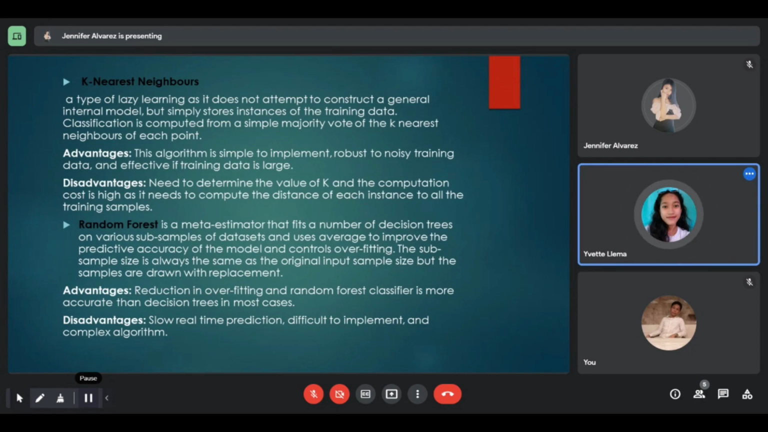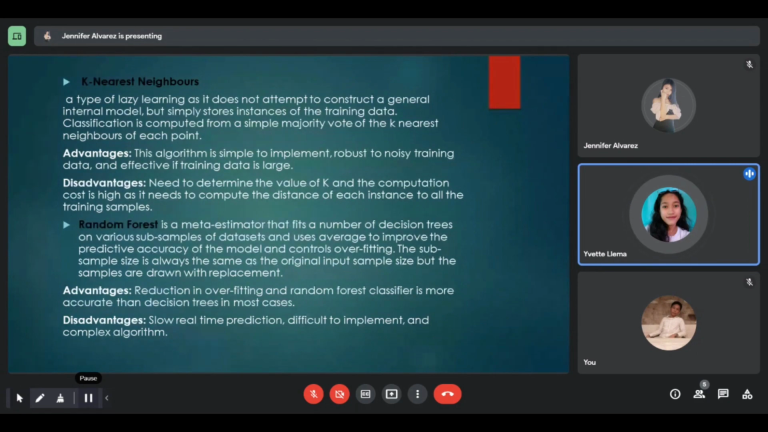Advantages: this algorithm is simple to implement, robust to noisy training data, and effective if training data is large. While the disadvantages of this method are that you need to determine the value of k, and the computation cost is high, as it needs to compute the distance of each instance to all the training samples.